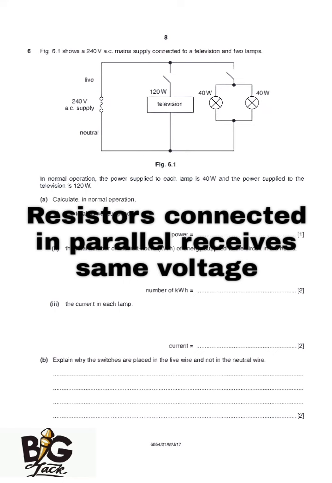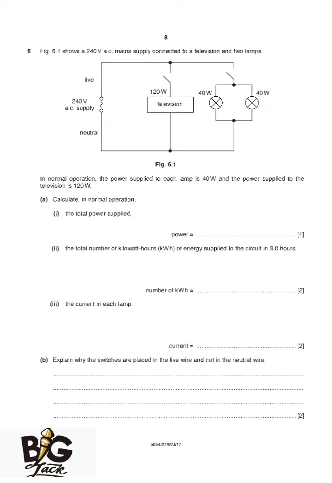A switch or switches are usually connected in the live wire for some reasons, and I'm going to explain. The question is saying, in normal operation, the power supplied to each lamp is 40 watts, and the power supplied to the television is 120 watts. Question A says, calculate in normal operation, Roman numeral 1, the total power supplied.